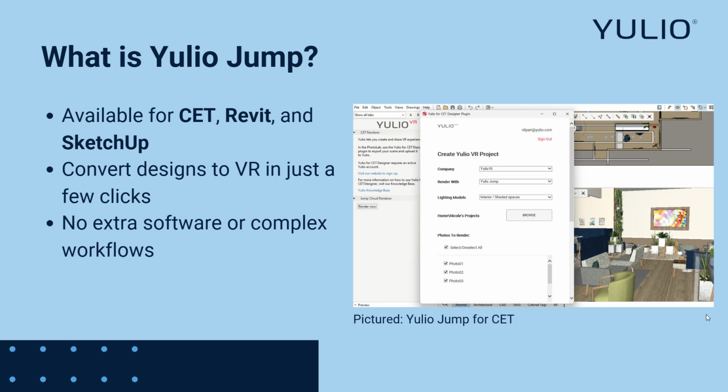To start off, I'm briefly going to go over Yulio Jump. So if you don't know, Yulio Jump is our cloud-based rendering engine, which is available through the Yulio extension for SketchUp, CET, and Revit. This extension is free to install and use for anyone with an active Yulio license. Yulio Jump allows you to generate content for VR and AR with only a few clicks and then sends those files directly to your Yulio account where you can create your immersive VR experience.